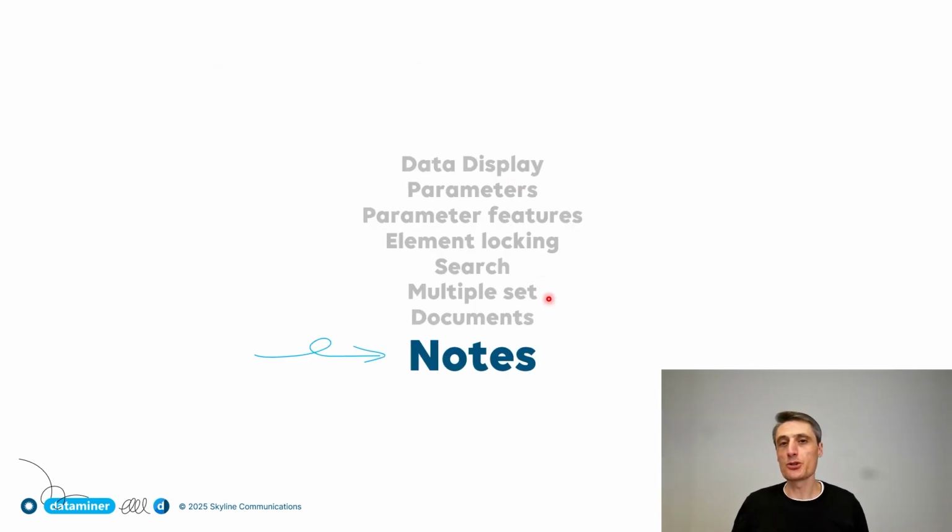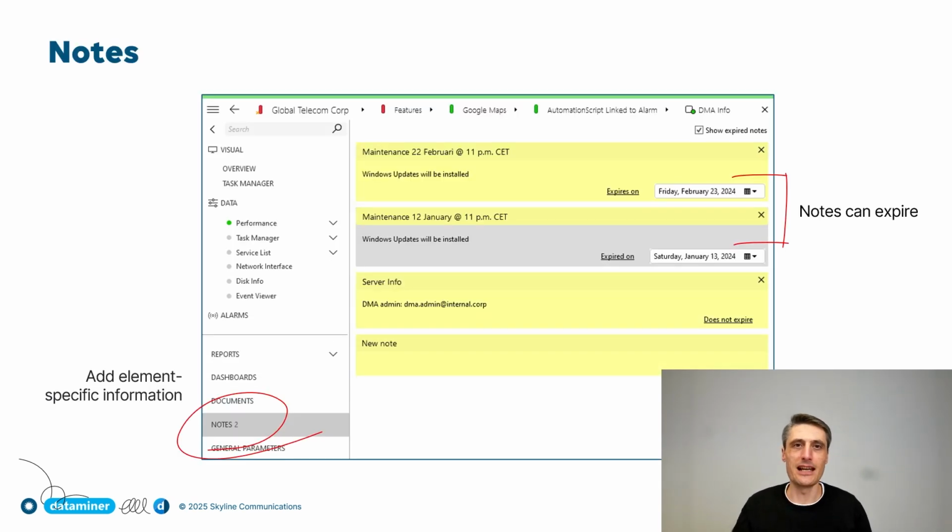Next to documents, we also have something else. It's called notes. Notes is a very simple, basic version of a document, you could say. It's like a yellow post-it note that you want to put on one specific element. You cannot put it system-wide, or you cannot put it on connector level. It's only on one specific element.